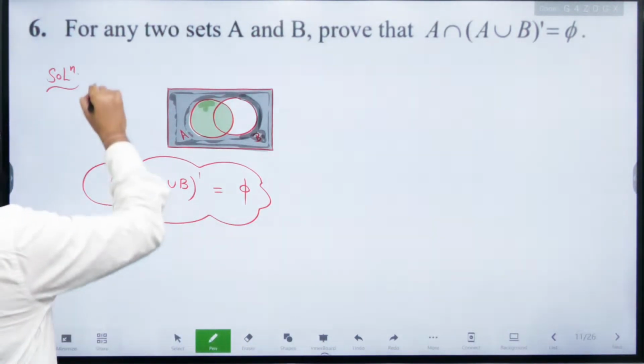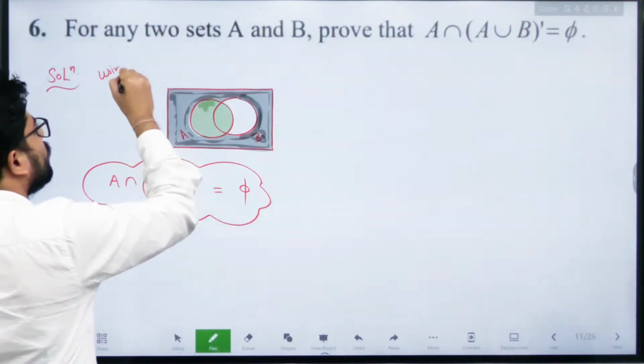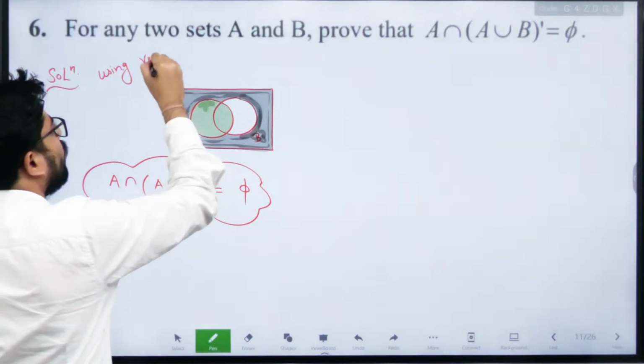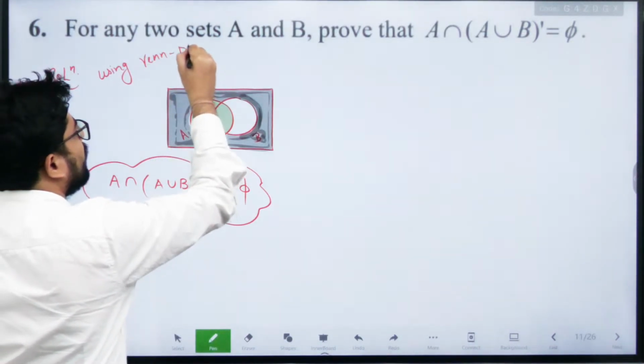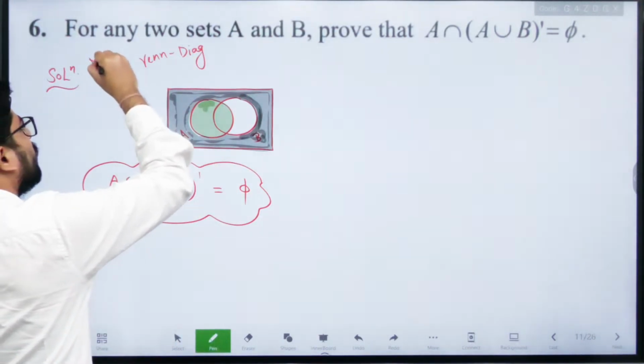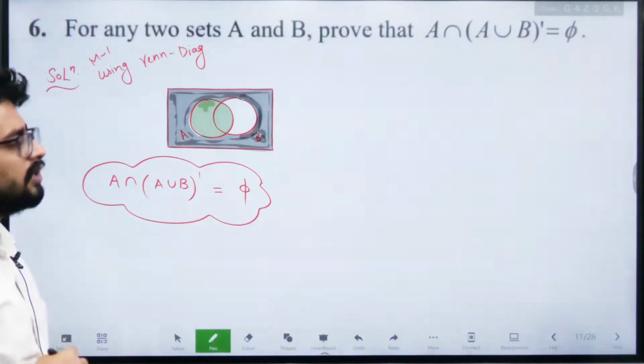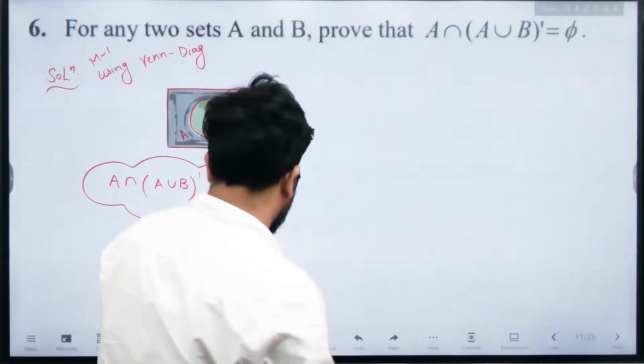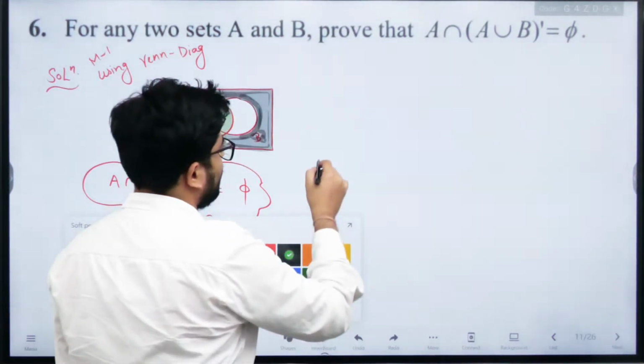Okay, using Venn diagram. That's your method number 1. Next is what? Method number 2.